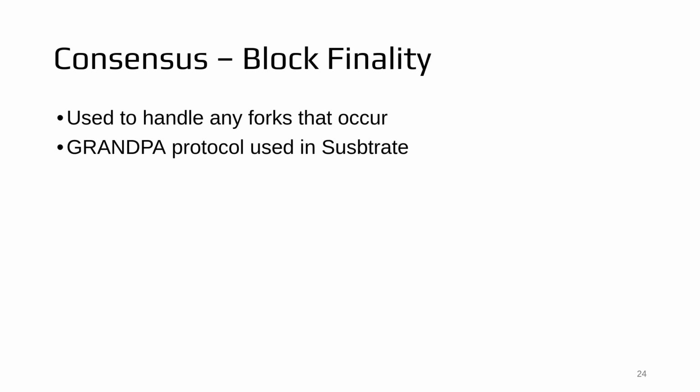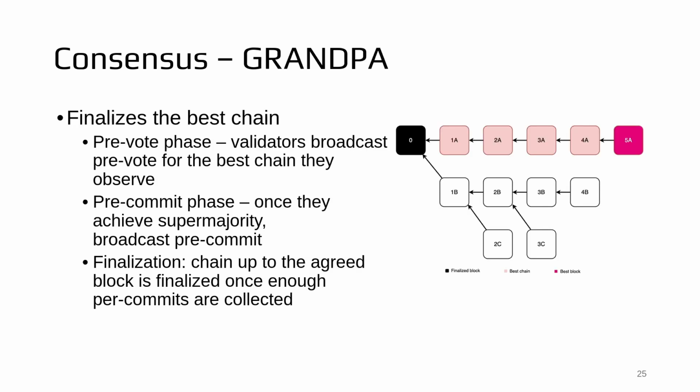authoring. For block finality, Substrate usually just uses GRANDPA, and GRANDPA basically just finalizes the best chain instead of finalizing the best block. And how that works is through a two-phase vote. So you'll have a pre-vote phase where the validators are just looking for the best chain. And so what they do is they vote for the block that they think is going to be the best, and they take into account the weight of the whole chain that is attached to that block.